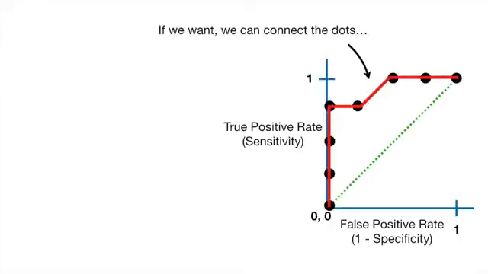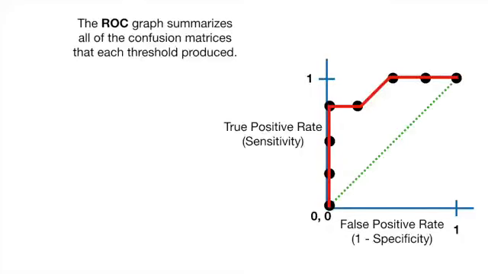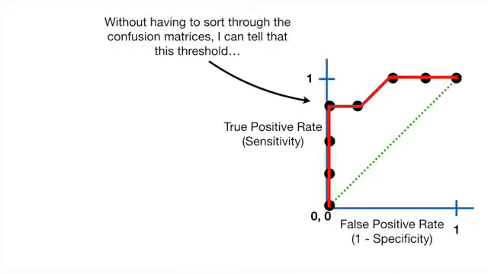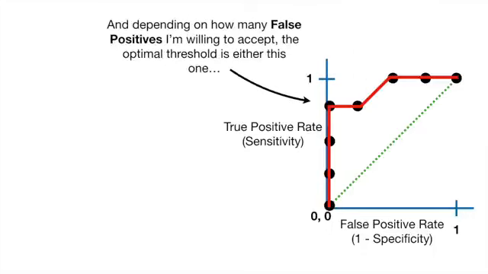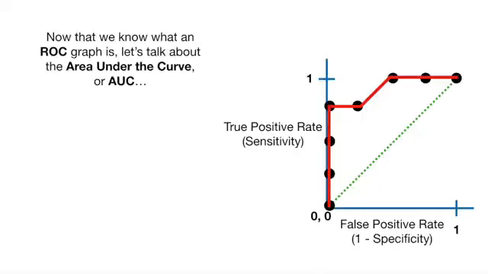If we want, we can connect the dots, and that gives us an ROC graph. The ROC graph summarizes all of the confusion matrices that each threshold produced. Without having to sort through the confusion matrices, I can tell that this threshold is better than this threshold. And depending on how many false positives I'm willing to accept, the optimal threshold is either this one or this one. Bam!